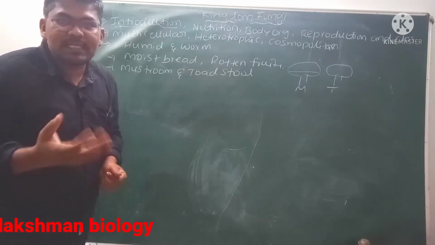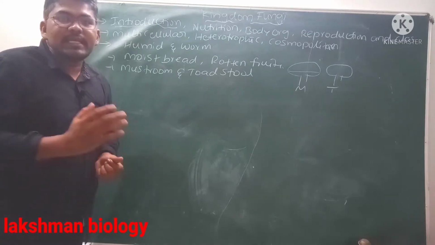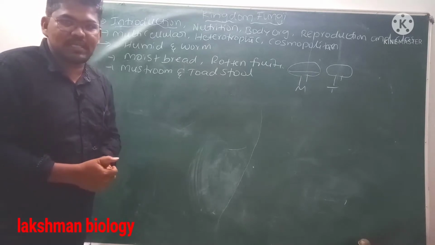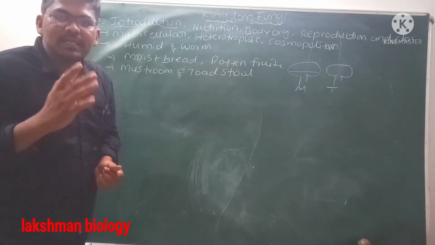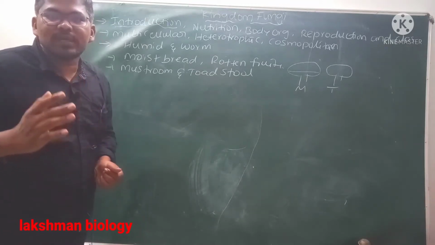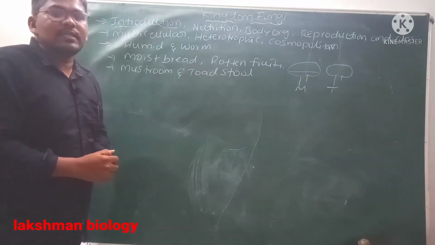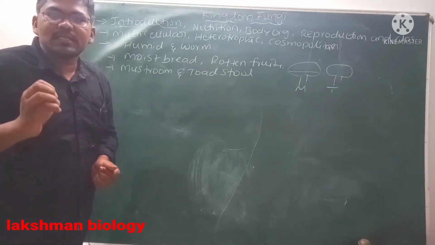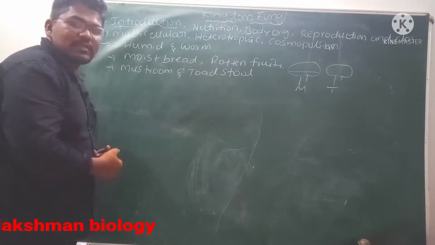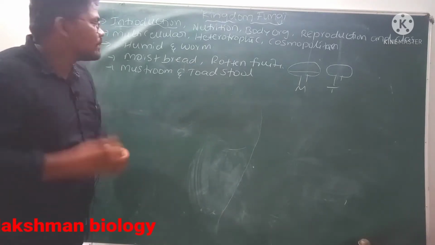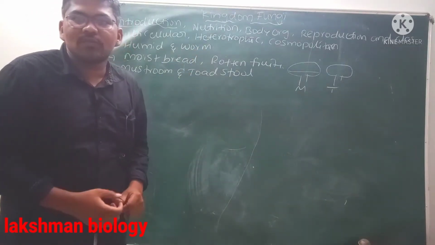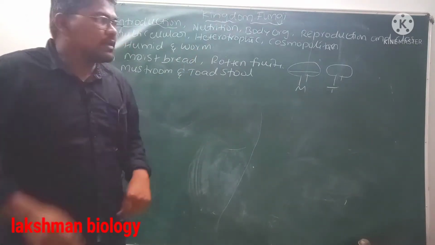Example for that, yeast, Saccharomyces. The scientific name of yeast is Saccharomyces cerevisiae. This Saccharomyces or yeast is used for the production of bread, and it is also used for the production of beer. It is one example of a unicellular fungus, but the remaining fungi are multicellular. Heterotrophs cannot prepare their own food, they depend on other organisms for their food.